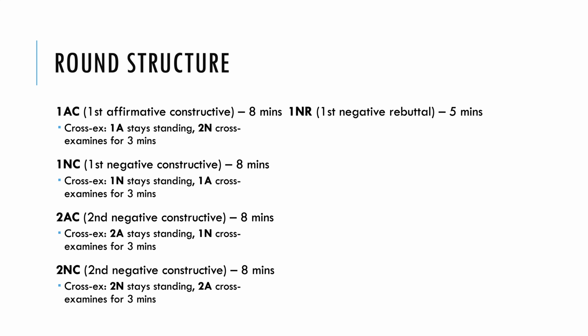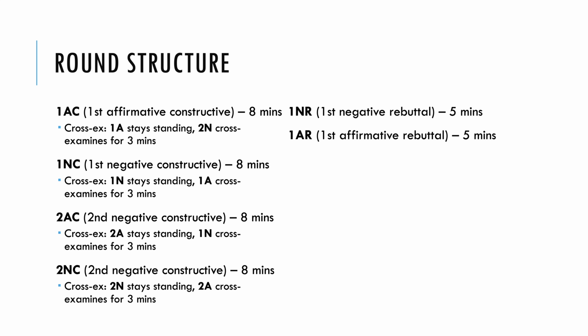Why is this an advantage? Well, because they get to advance 13 minutes of unanswered arguments. And then the first affirmative rebuttal that comes right after is just 5 minutes. So this first affirmative rebuttal is trying to respond to 13 minutes of arguments in just 5 minutes. There's a huge imbalance there, and it makes the job of the 1AR very difficult.